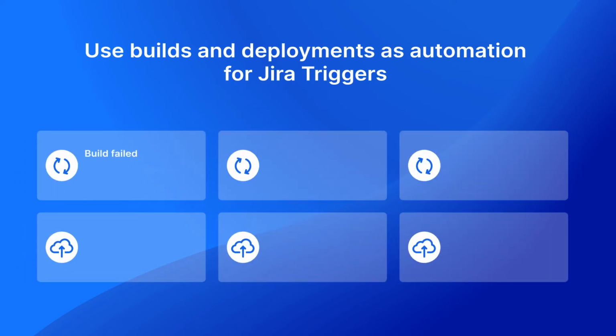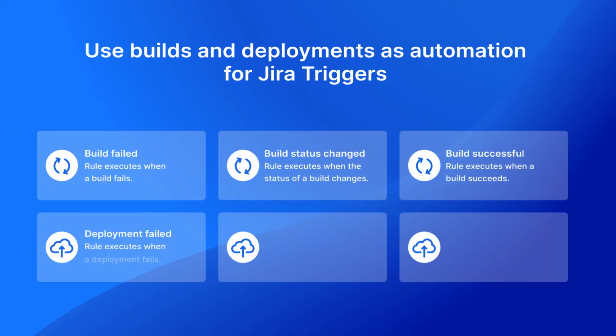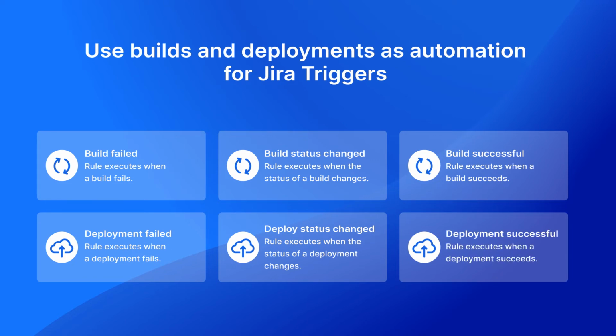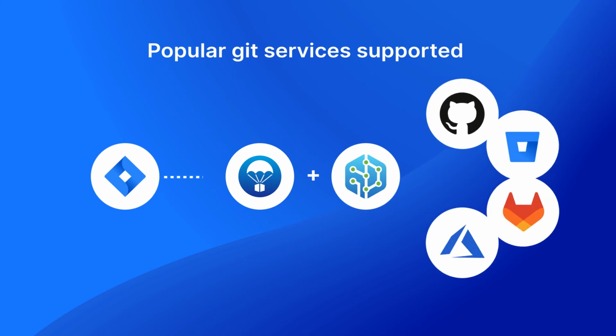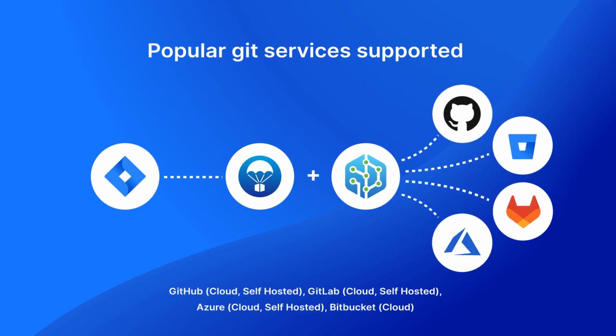Use automated triggers for build and deployment data to cut down on manual work and status meetings. Getting started is easy. Just add the app from the marketplace and it will sync with your existing repositories.